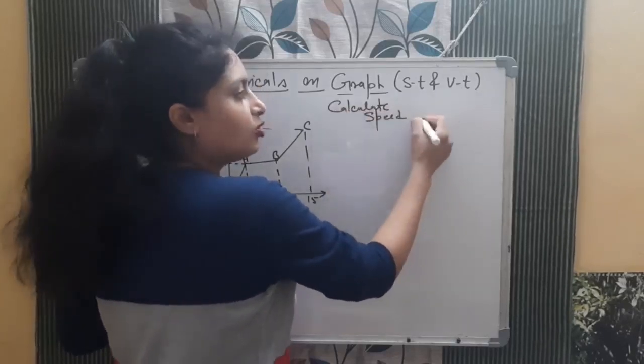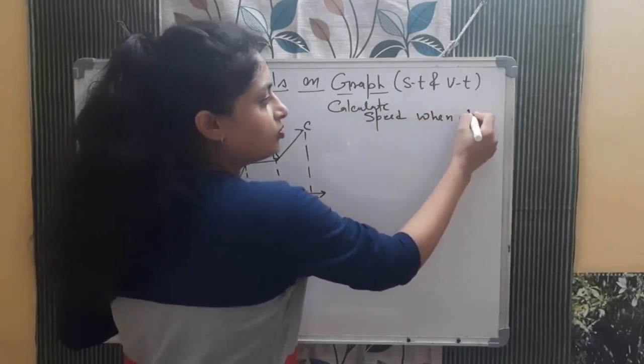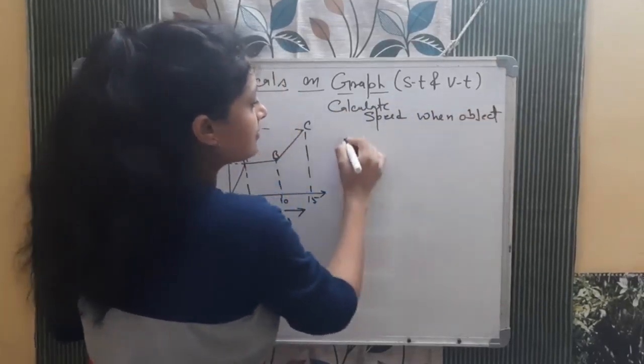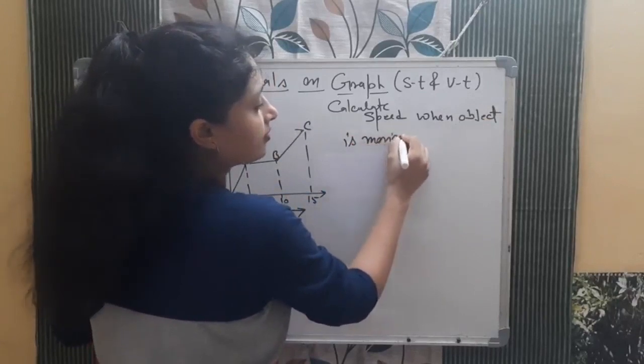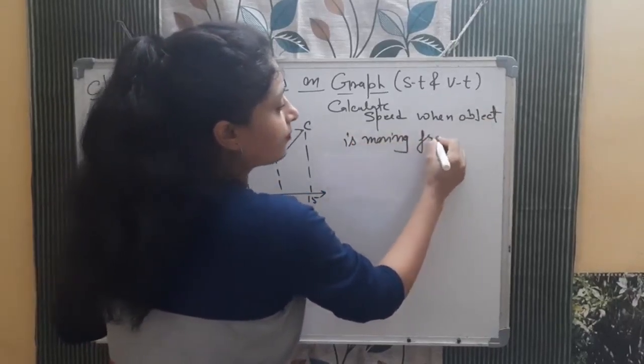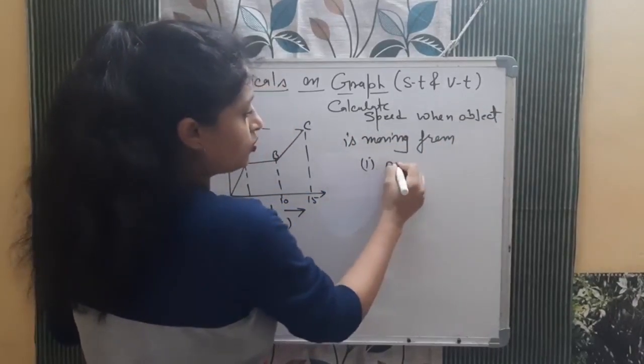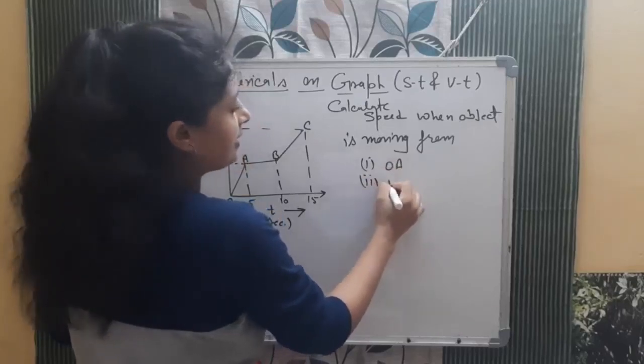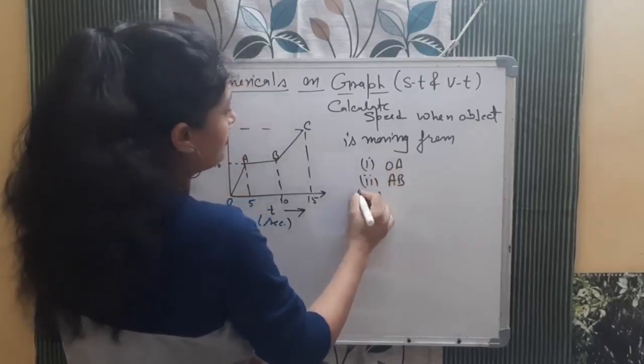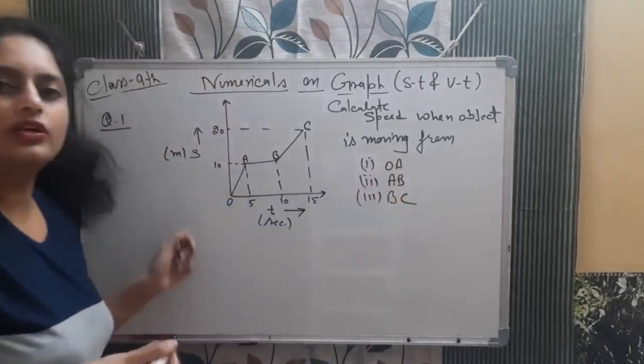Speed when object is moving from first part O to A, second part A to B, and third part B to C. How you will do, bacha?